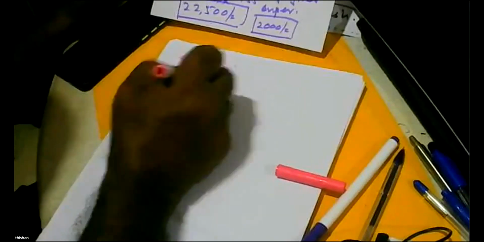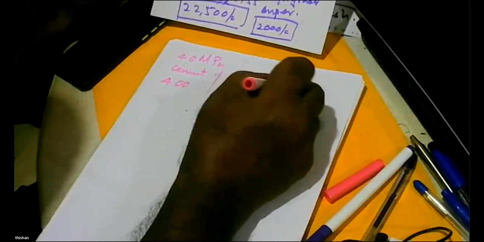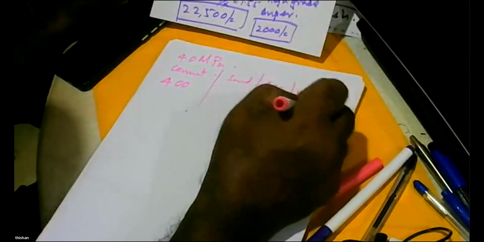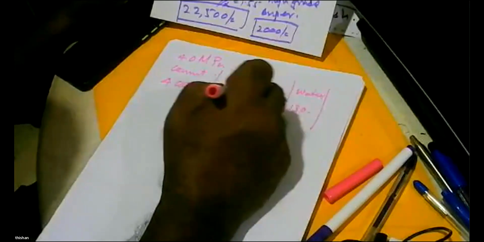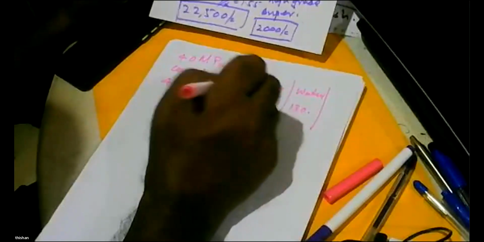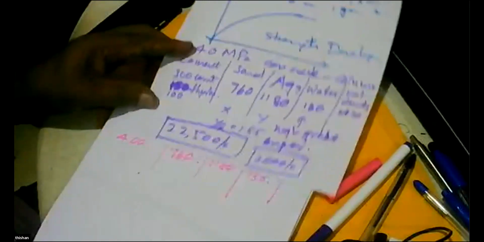400, sand, aggregate, water, 130, and aggregate is 1180, 760. Now, your question is, what is the difference between these two concretes?